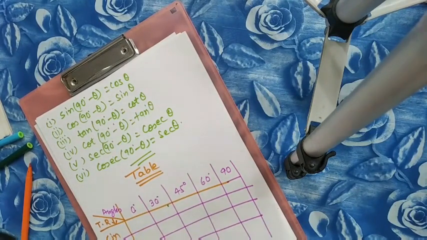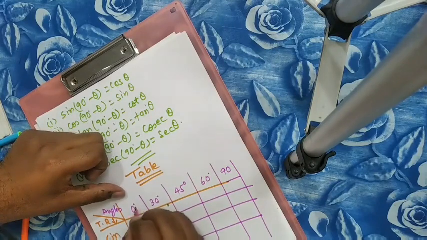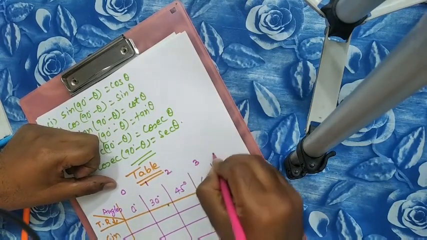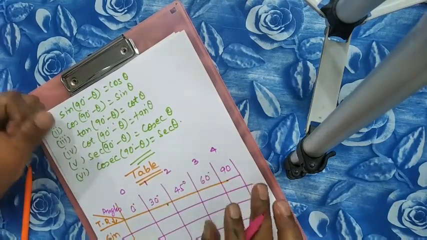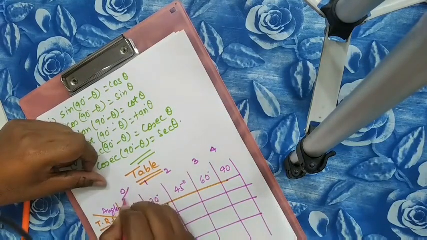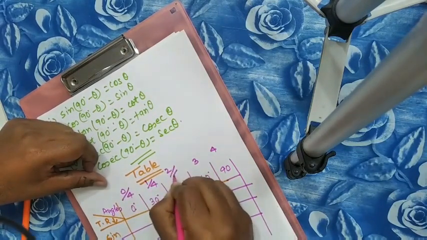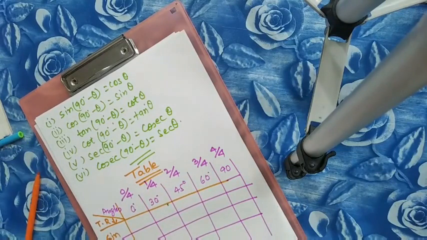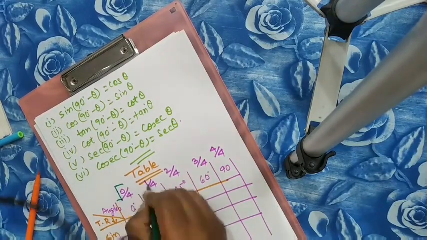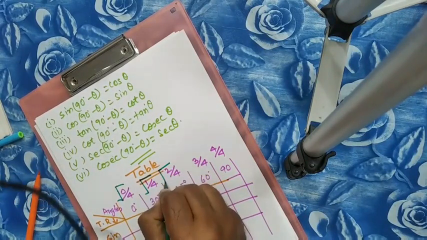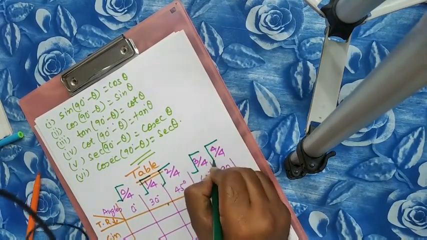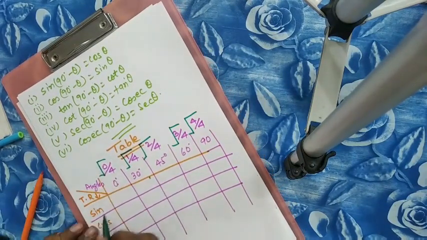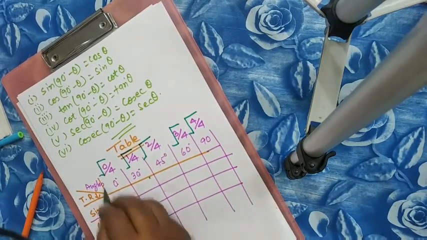How will we calculate these values? First of all, from here we start writing 0, 1, 2, 3 and 4. Write it like that only. Then divide every digit by 4 and take its root. After calculating, whatever value we get, we will put it in sin, like that.